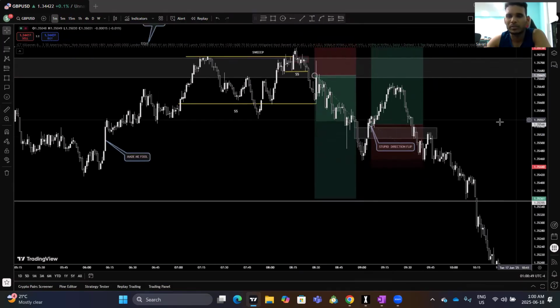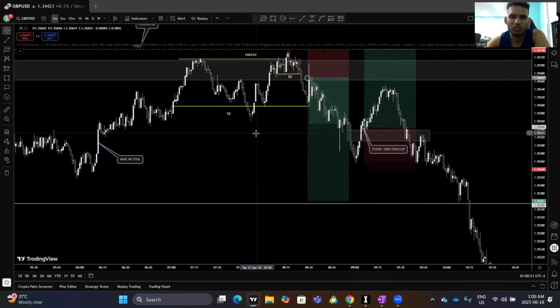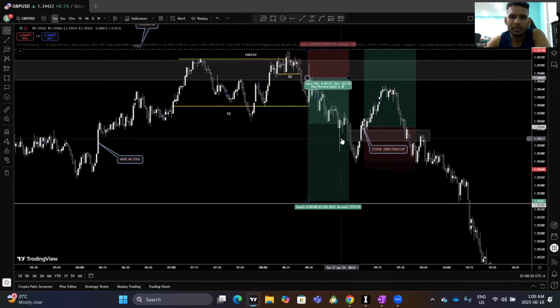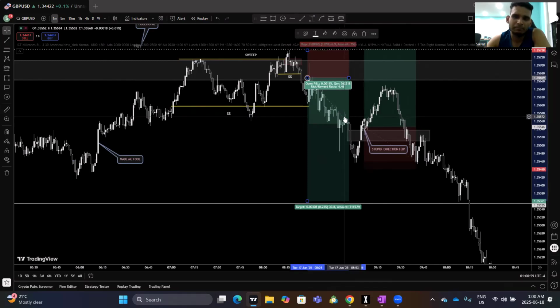I made a lot of stupid mistakes today, bro. This was my target. Only one position closed exactly at this point. The remaining positions all closed inside this range, and it's come all the way down.